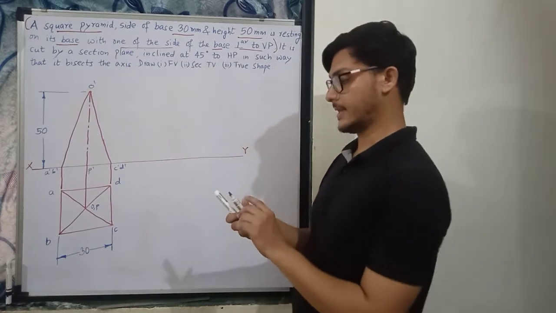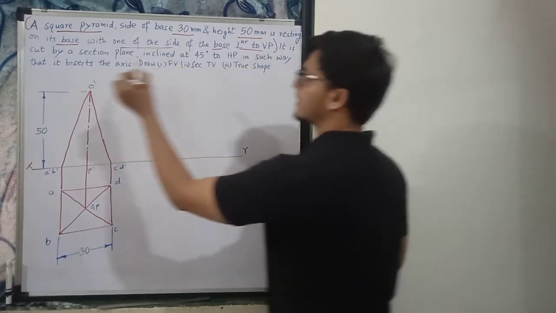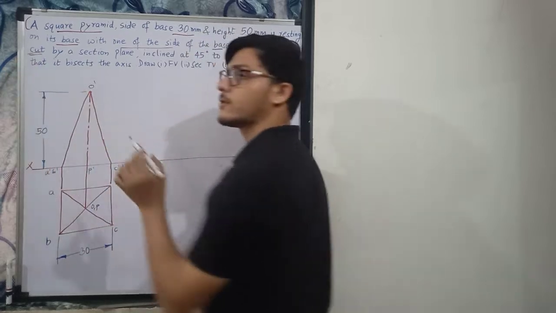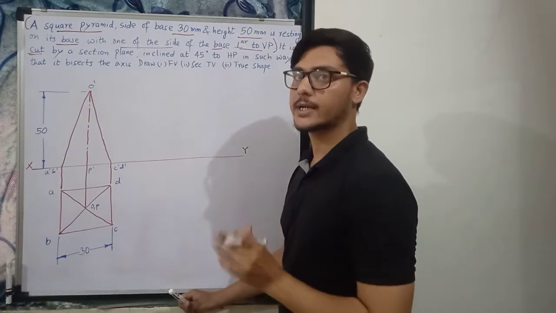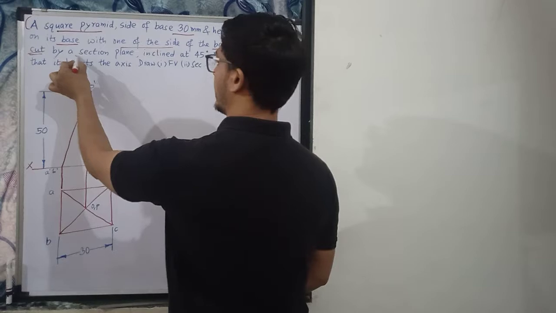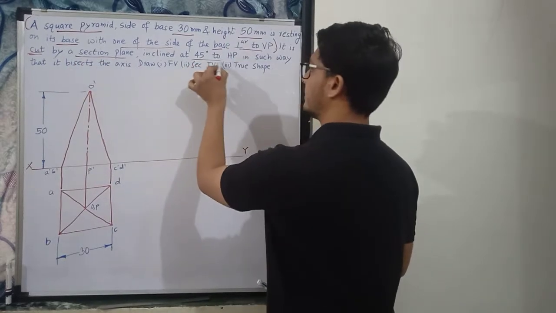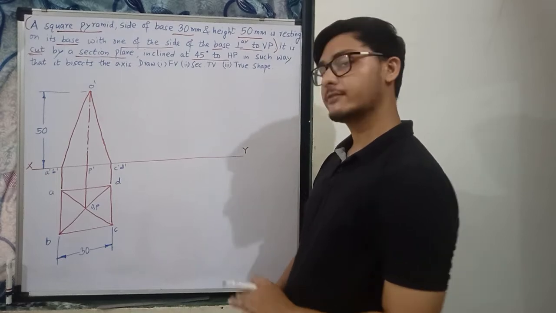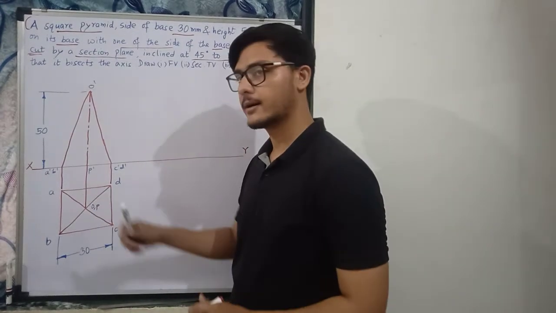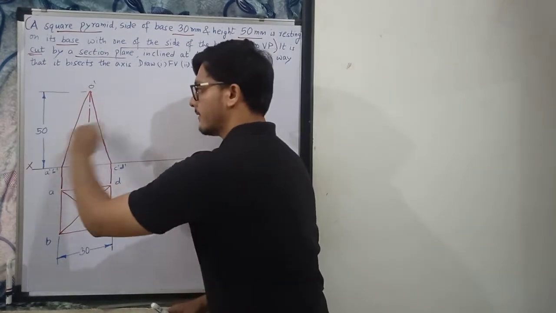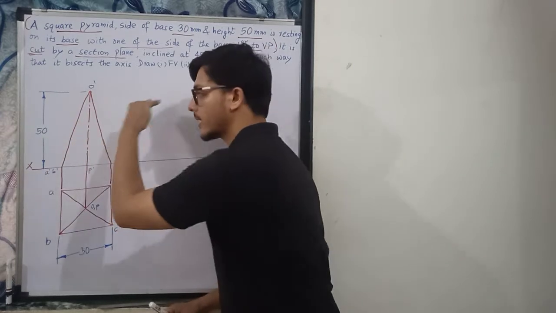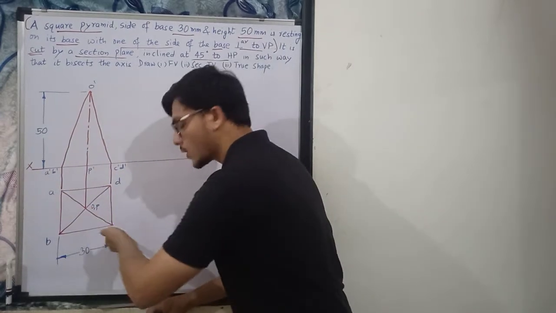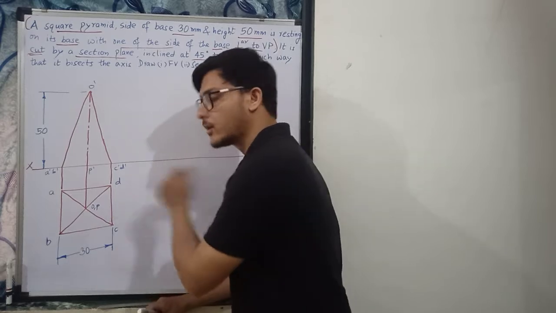Now let's read the second part of the question. It is cut. So in section of solids problems, you will always find this word. It is being cut by a section plane inclined at 45 degrees to HP. So we know when it is inclined to HP, it will come in the front view. It cuts HP, so it will come in the front view. If it cuts VP at 45 degrees, it will come in the top view.